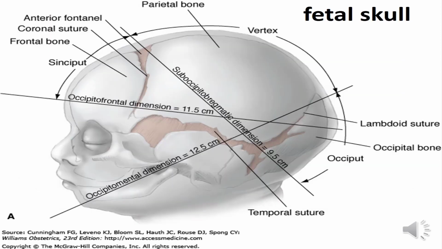Also there are here dimensions of the fetal skull. This is the sinciput. This is the vertex. This is the occiput. Lambdoid suture, occipital bone, temporal suture.